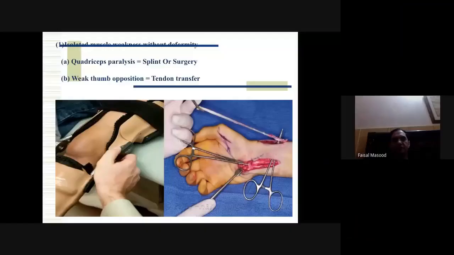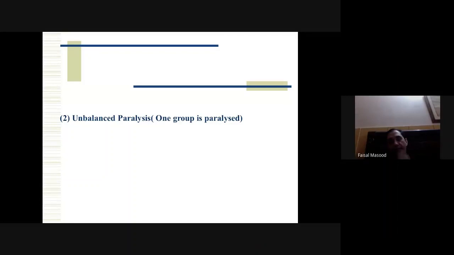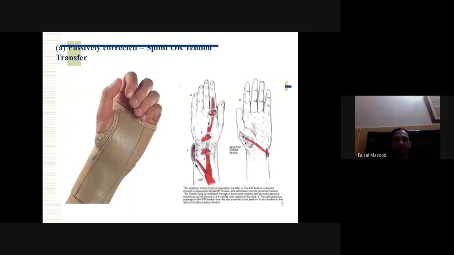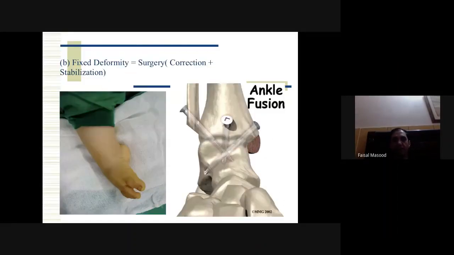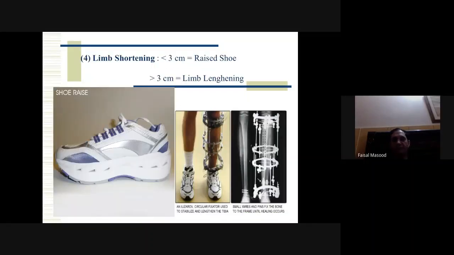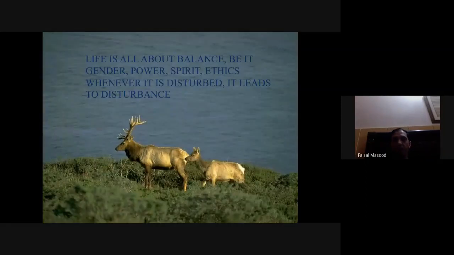Principles of treatment. For isolated weakness without deformity, such as quadriceps paralysis, you give tendon transfers. For unbalanced paralysis, you give them braces or tendon transfers or joint fusions or corrective surgeries. These are the examples. You can give them assisted devices. The role of Ilizarov is very encouraging. So this is how you help them all.